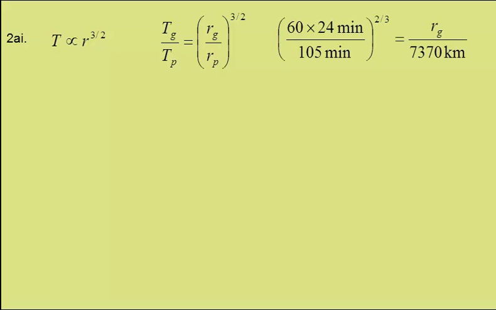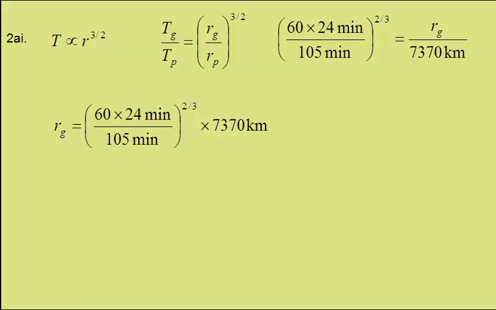Well, time period is proportional to radius of orbit to the power 3/2, so the time period for the geosynchronous orbit over the time period for the polar orbit will be equal to the radius of the geosynchronous over the radius of the polar to the power 3/2. Putting in the values, this gives the radius of the geosynchronous over the radius of the polar, given by this expression. We can then rearrange, and we get a radius of 42,200 kilometers.